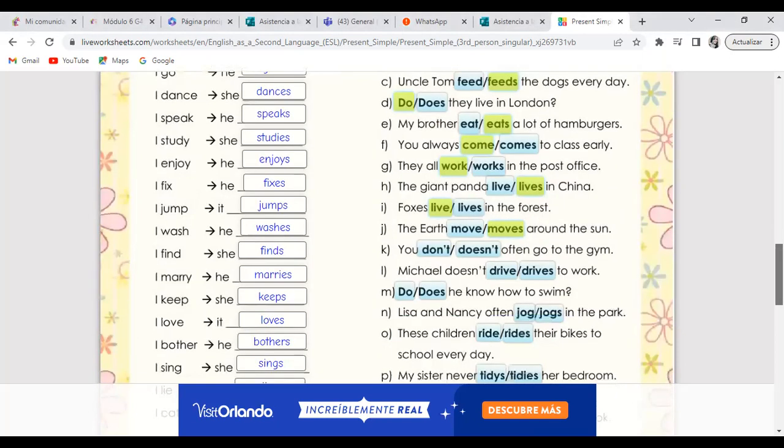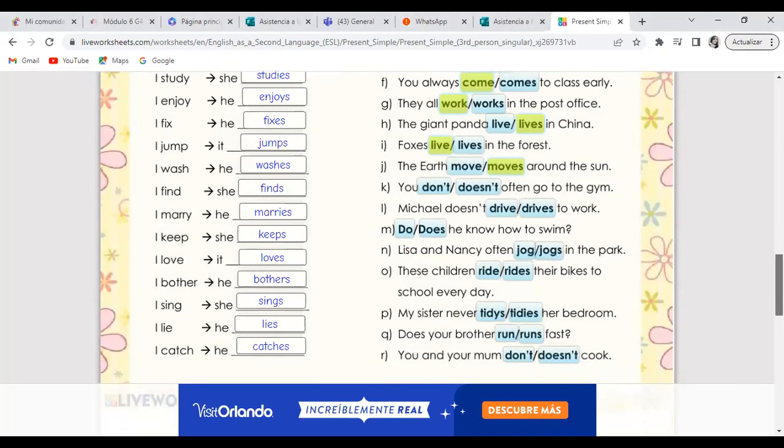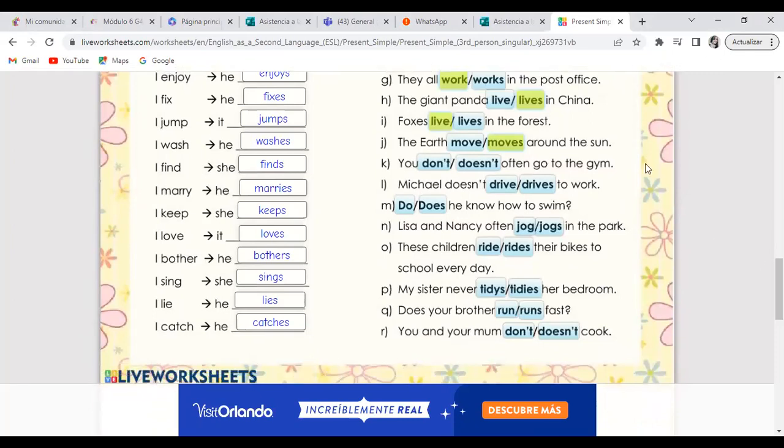Next, letter K. You don't or you doesn't often go to the gym. In this case, is you. Here we have the sentence in negative. So which auxiliary do you use? Do or doesn't? What is the auxiliary, guys? Don't. You don't. All right, I agree.